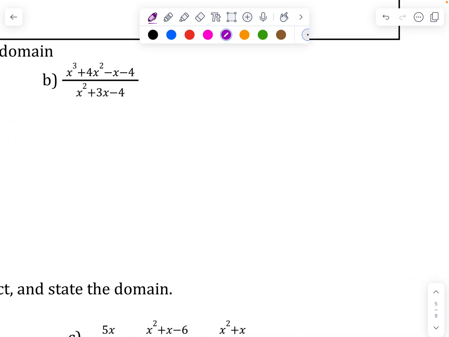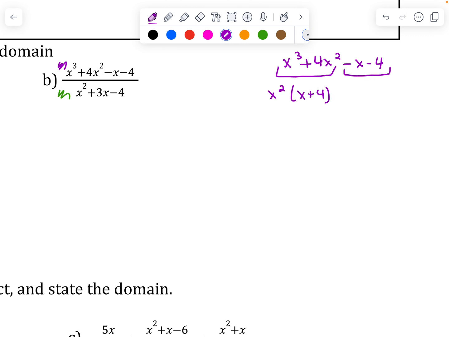Moving on to the second one. Same concept. I'm going to split this into two separate ideas. Now you might be thinking, on this first top one here, I don't have a common factor. You're right. If you have 4 terms, the strategy you should go for is group factoring, just like how you AC factor. So I have an x squared and then an x plus 4. Then I look at this set. That's going to be a -1 and an x plus 4.